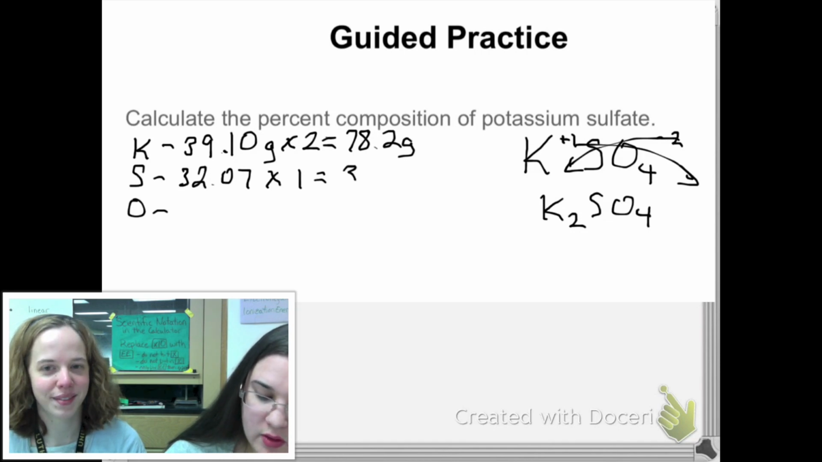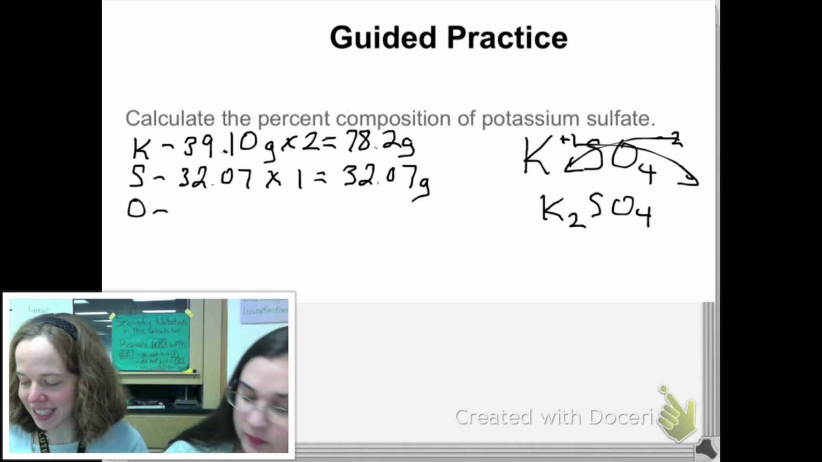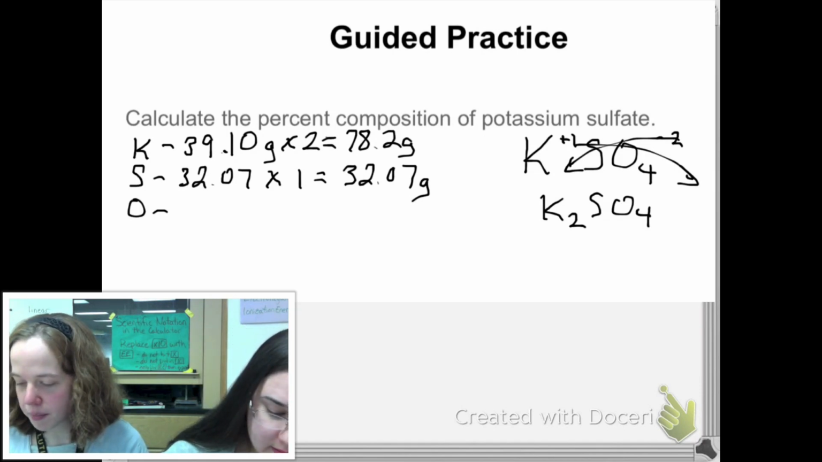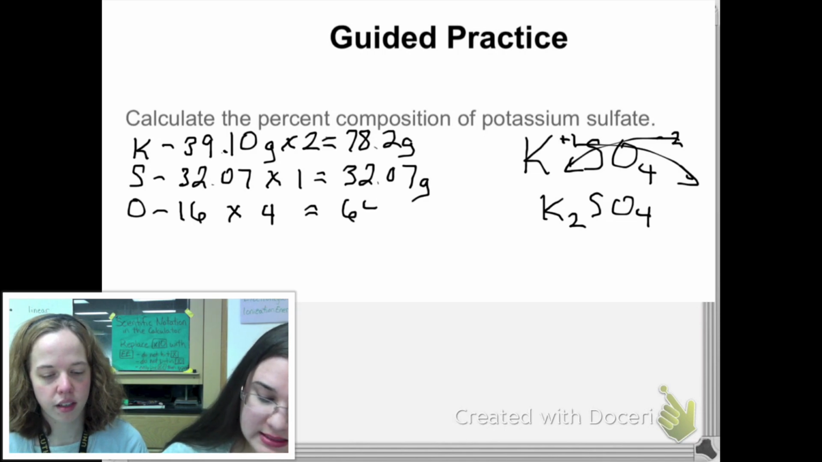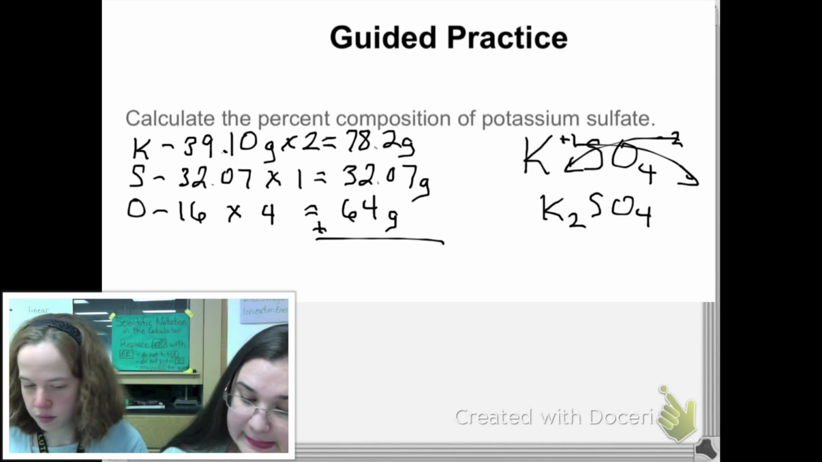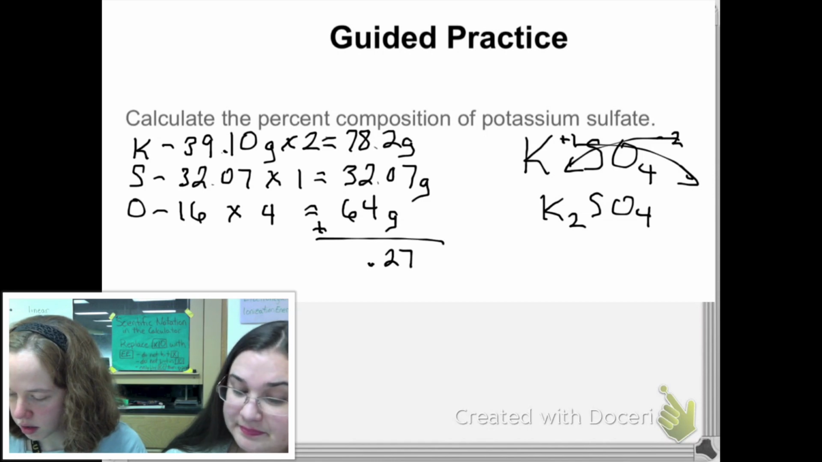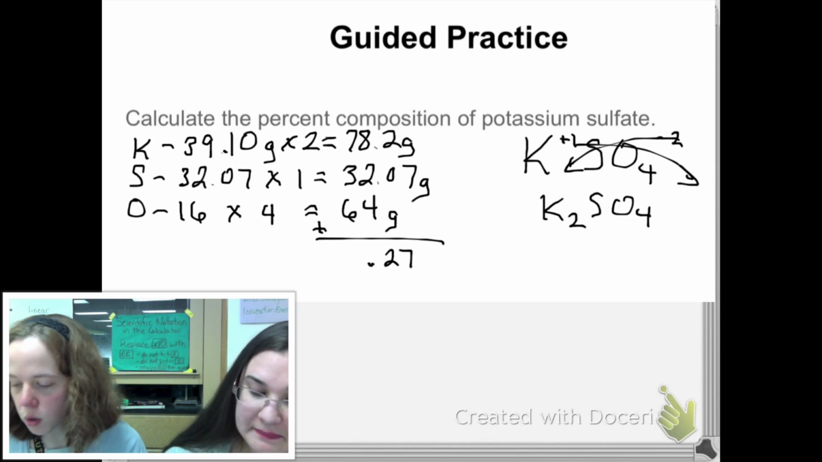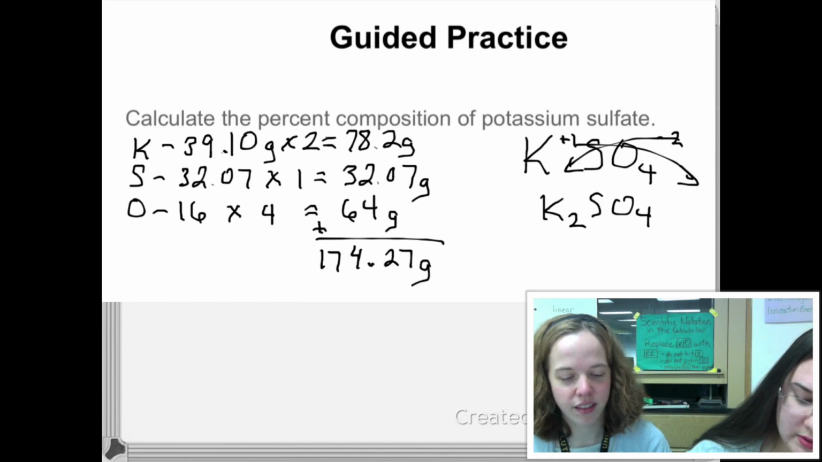I'm going to write it just so that they're all in line. We just want to make it pretty. All right, and then O is basically 16, times how many do we got? 4. And so our total mass of all our oxygen together is 64. Okay. So that's each one. I need a total. 78.2 plus 32.07 plus 64. So my total mass is 174.27.